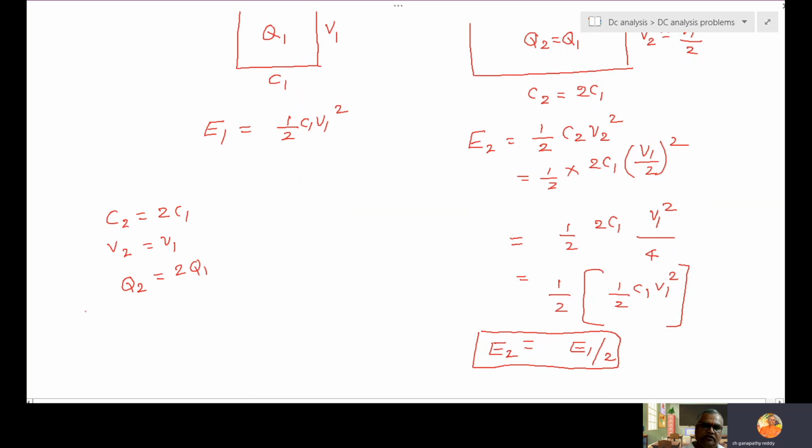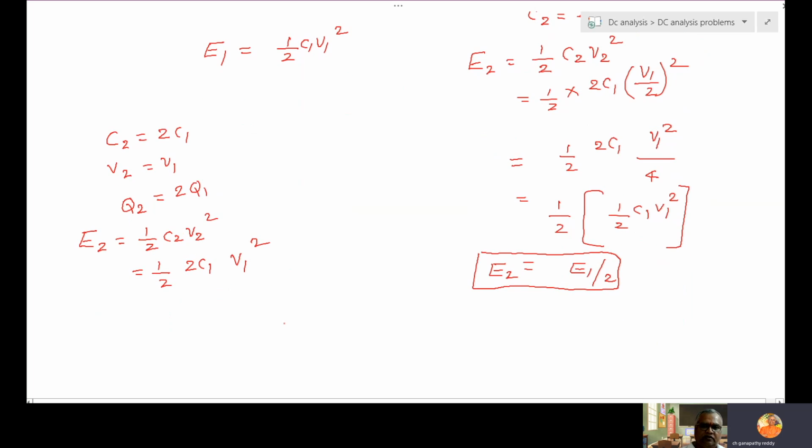Then what is the energy? Second case, E2 equals half C2 V2 square. C2 is 2C1, but V2, V1 same only, na, square. So half C1 V1 square times 2. This is nothing but 2E1. So here energy is double, here energy is half.